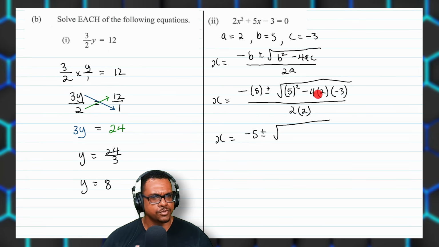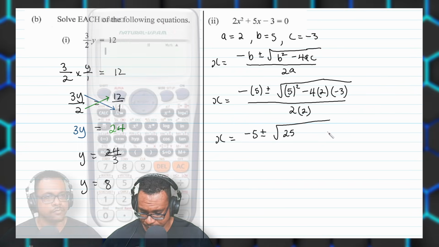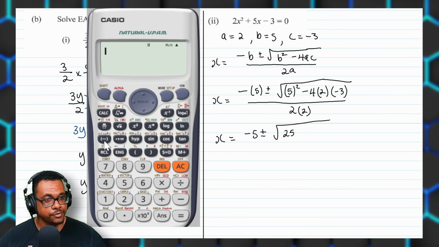What I like to do is work this whole thing out, but I'll do it in parts. 5 squared is 25. And then you're going to multiply this negative 4 by 2 by negative 3. If you're not comfortable with that, you can do it on the calculator. So you multiply negative 4 by 2, multiply by negative 3, press equal, and you see a positive 24. So what I'm going to do here is write positive 24 over 2 by 2, which is 4. Now, 25 plus 24 is 49.